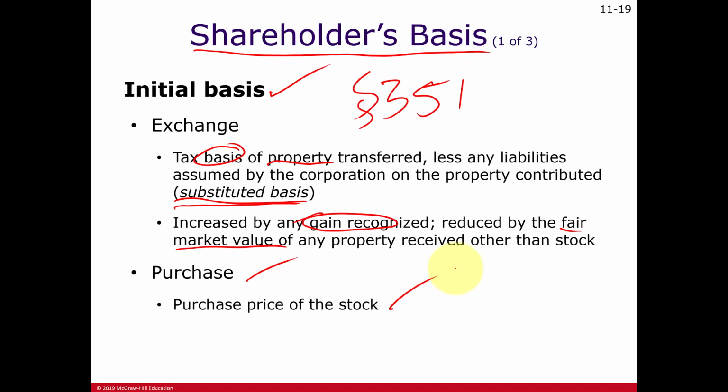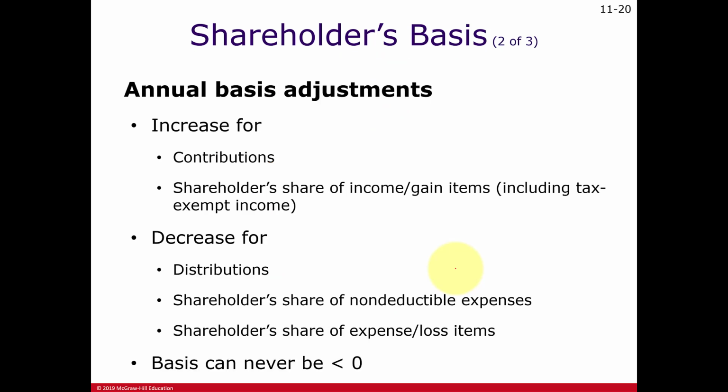And typically that may not even be on the records of the corporation, because this transaction would have taken place outside of the corporation. So now every year we're going to either increase or decrease the shareholder's basis by certain things that happen during the year. The increases are grouped up here and the decreases are grouped in the second group, and they're kind of a mirror image of each other.